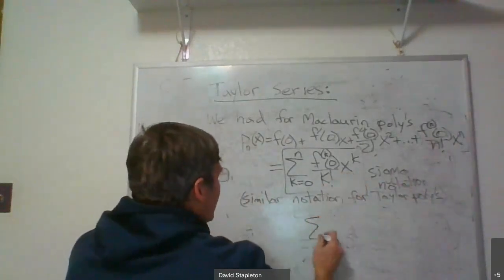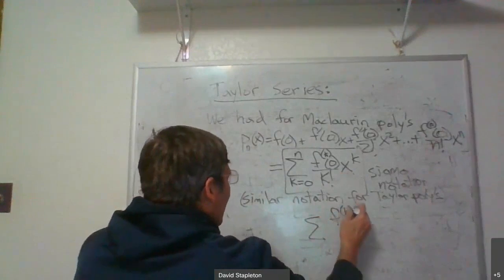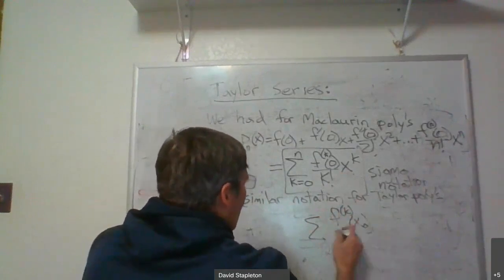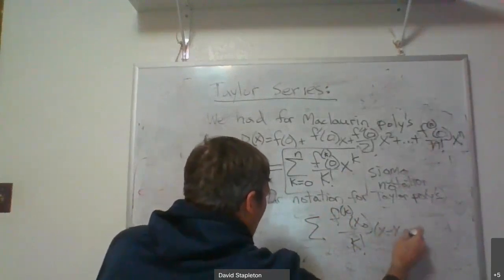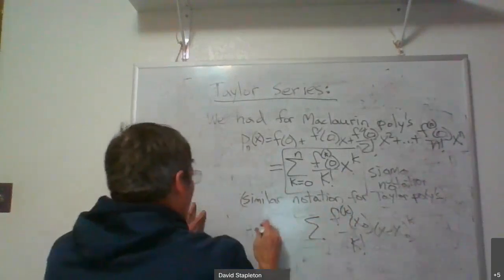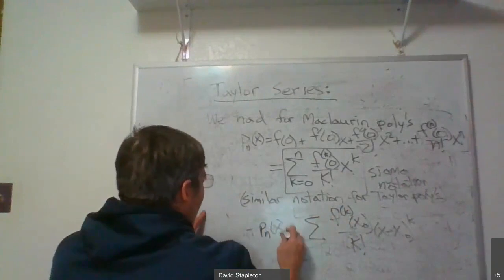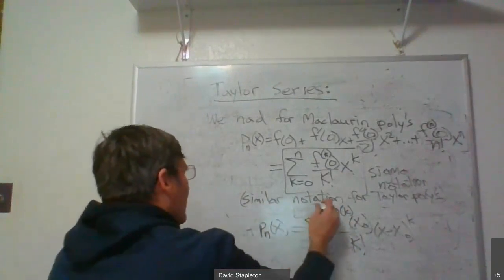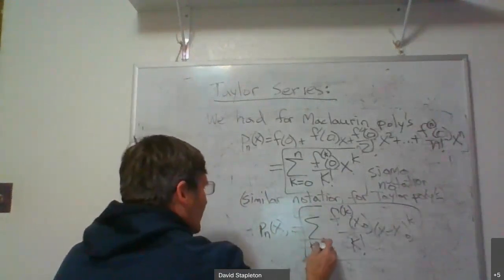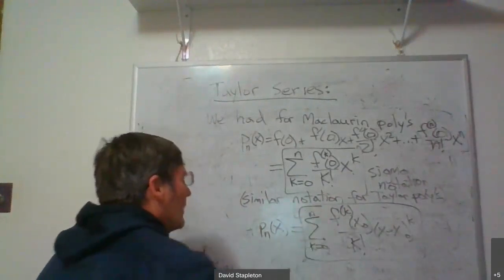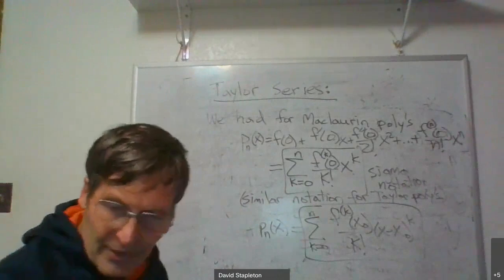Oh, I should write it down. Sum f^(k)(x0) over k factorial times (x minus x0) to the k. Here's T_n of x, same notation for the Taylor polynomial, k equals 0 to n. All right, so we have those.